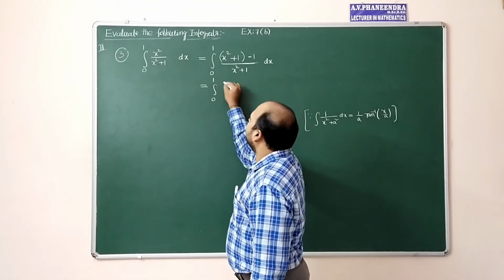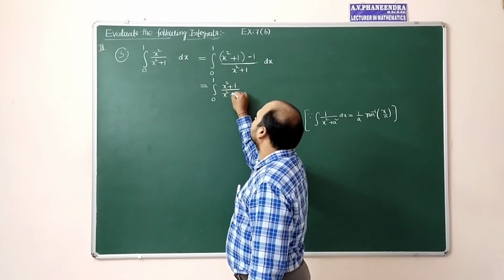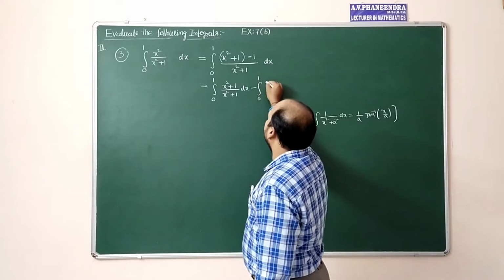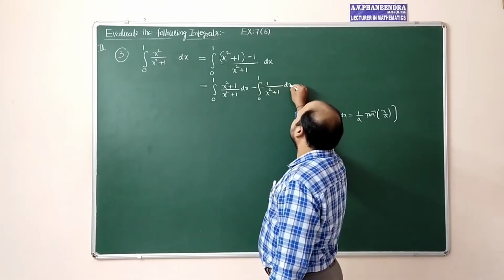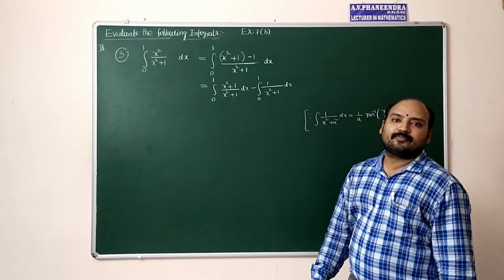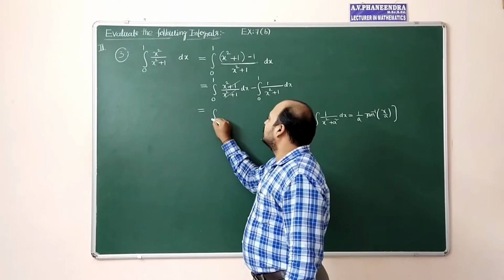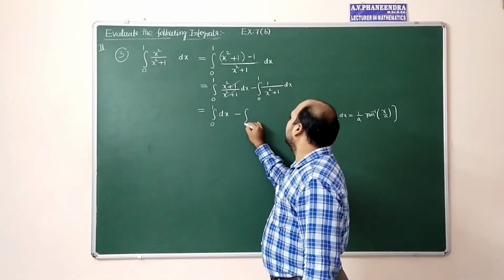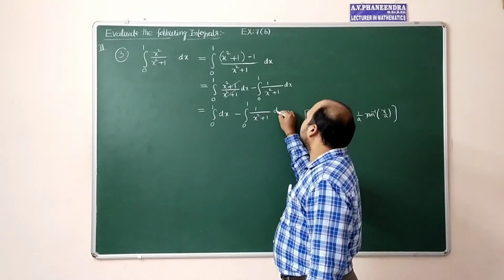Now split into two terms. Integral 0 to 1 of x square plus 1 divided by x square plus 1 into dx, minus integral 0 to 1 of 1 by x square plus 1 into dx, which is equal to, these two will be cancelled, integral 0 to 1 dx minus integral 0 to 1 of 1 by x square plus 1 into dx.